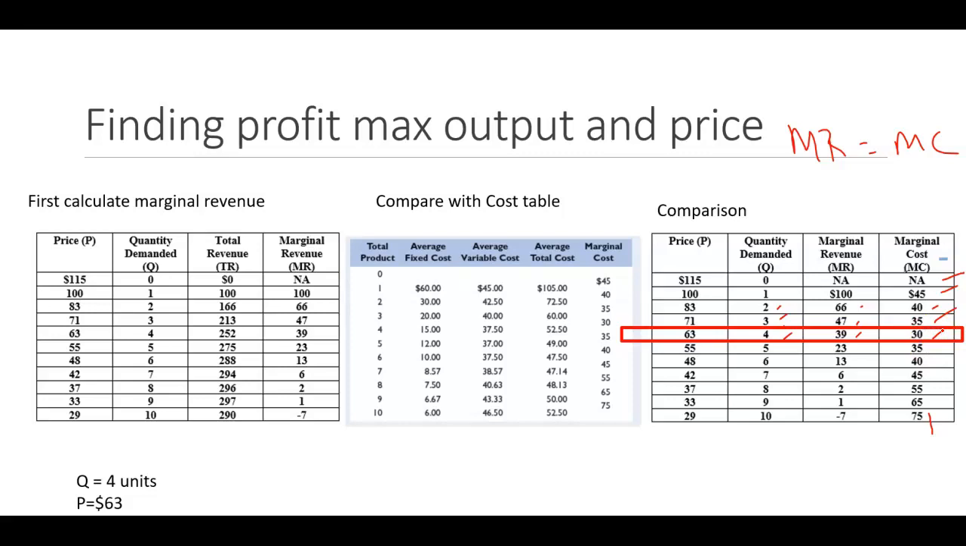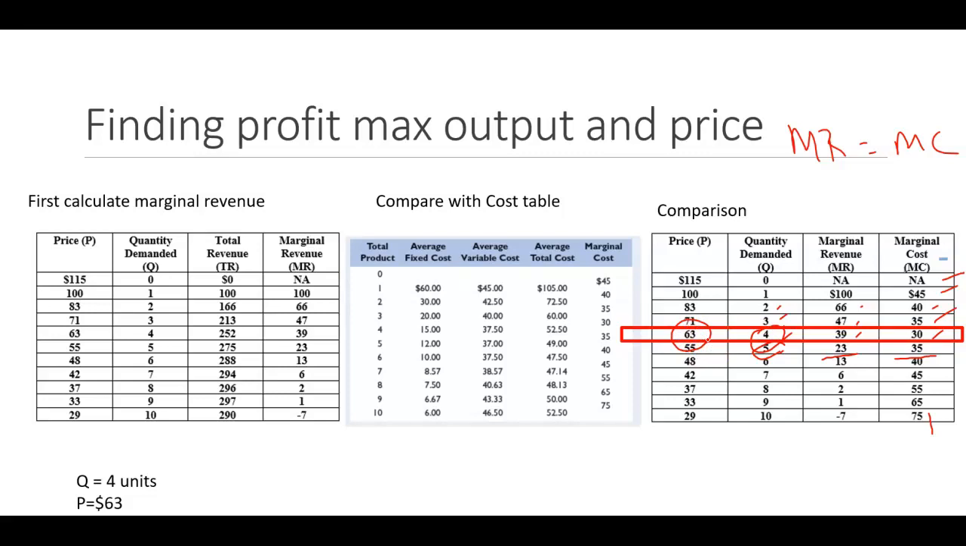So I'm going to keep producing the 5th unit, but look right here, the 5th unit brings me in $23 of revenue, and it's costing me $35 to produce. So this means I would be losing money on the 5th unit. So the answer here is to produce 4 units, and the price is going to be $63. Now the question is, what are the profits?